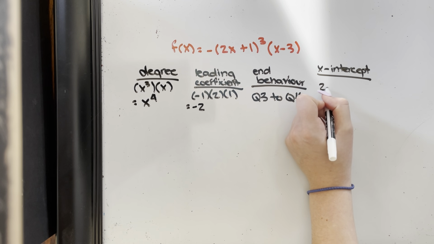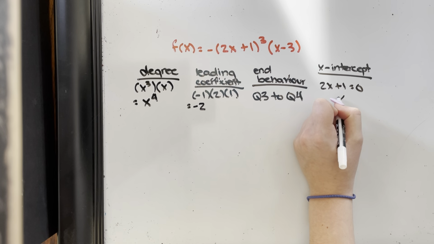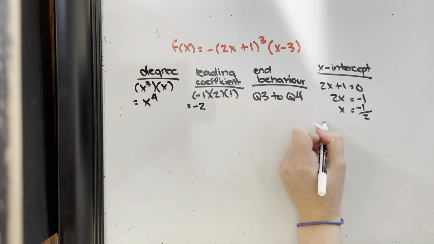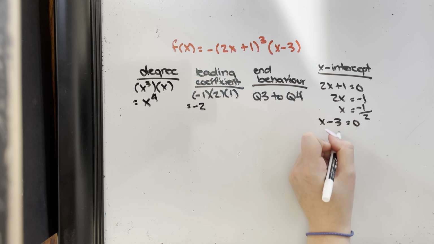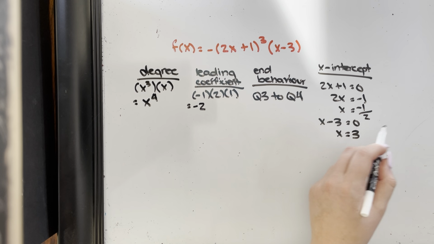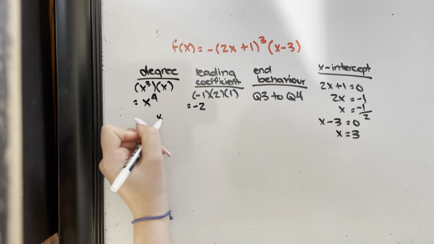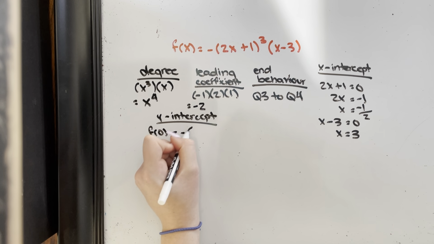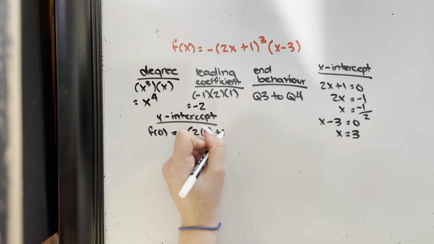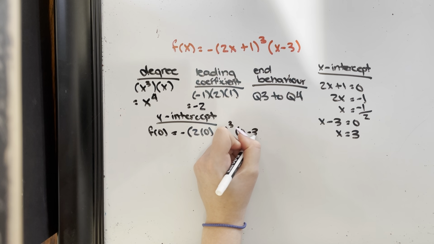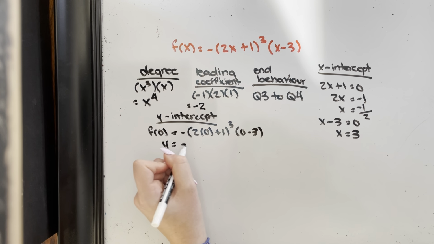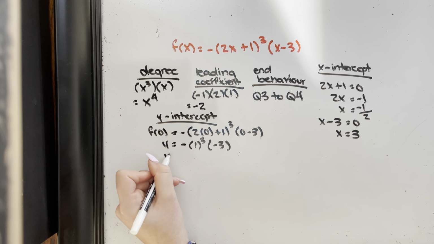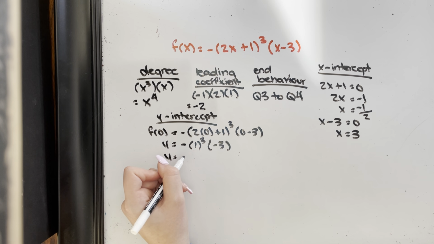So now the x-intercepts. So first we have 2x plus 1 equals 0, 2x equals -1, x equals -1/2, and then we have x minus 3 equals 0, x equals 3. So those are the two x-intercepts for this one. And now we're going to do the y-intercept. So f of 0 equals -2 times 0 plus 1 cubed, 0 minus 3. So then y equals -1 cubed times -3. So our y-intercept is going to be 3.